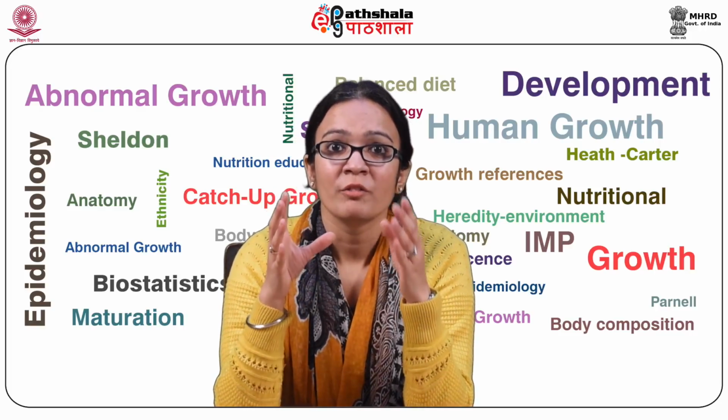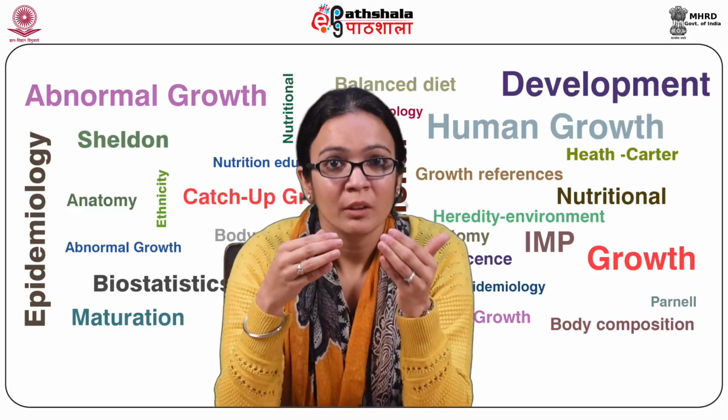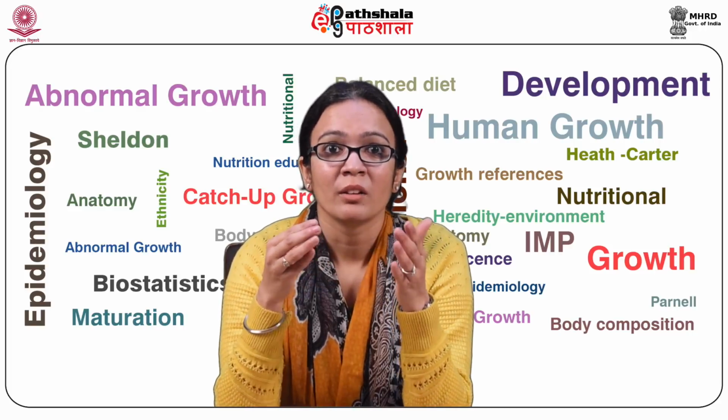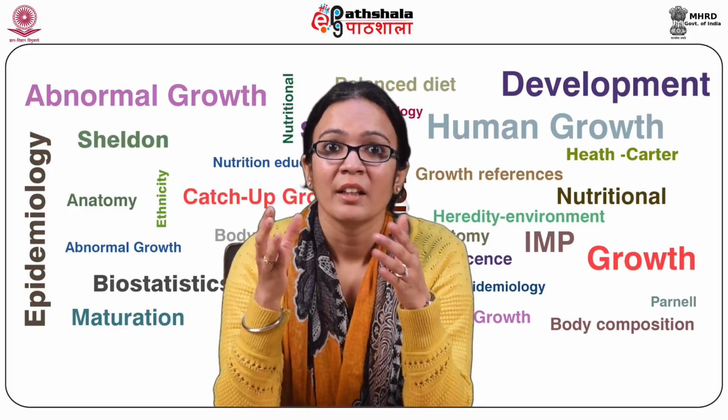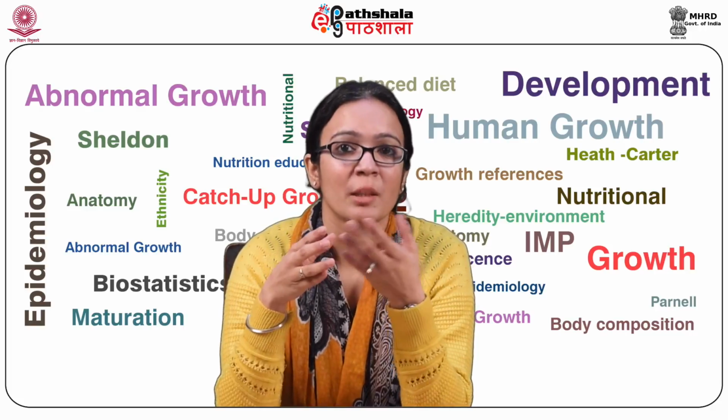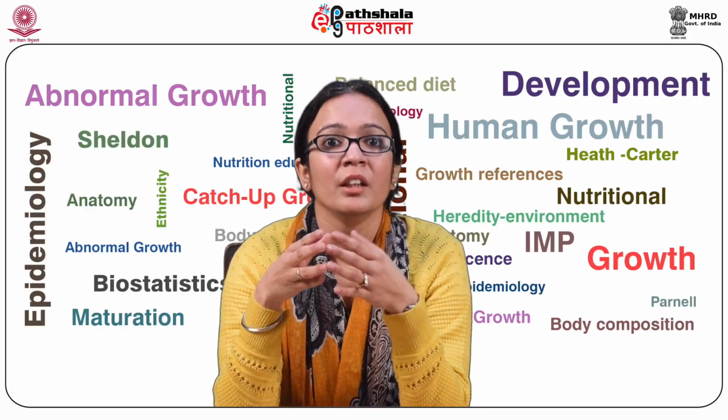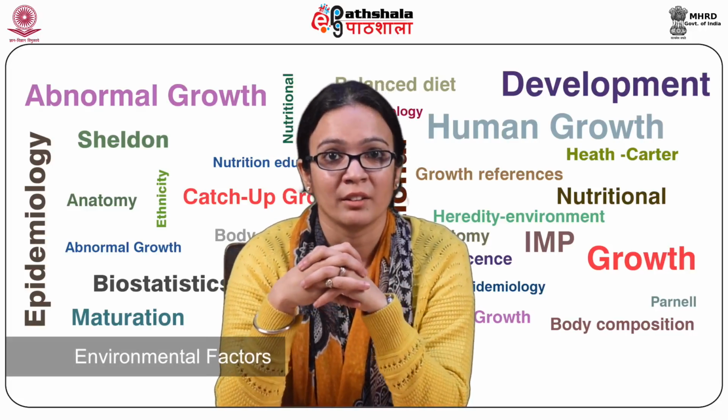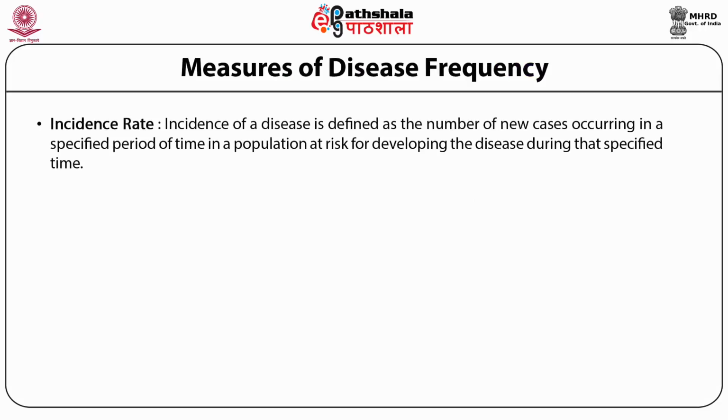Thus, a part of the population which is susceptible to a disease is called population at risk and is defined by various demographic, geographic, economic, or environmental factors. Incidence rate. Now, the incidence of a disease is defined as the number of new cases occurring in a specified period of time in a population at risk for developing the disease during that specified time.